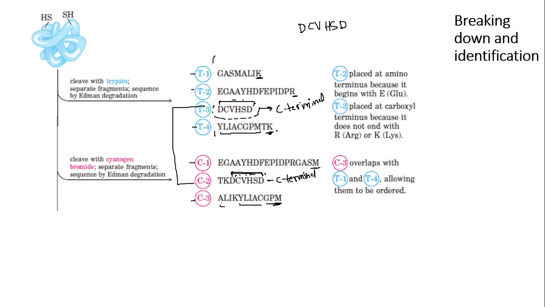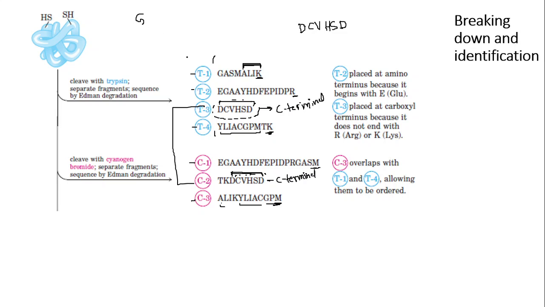YLIACGPM, and then followed by two more. This is also similar with here. You can see that this part of the sequence is right here, that is ALIK. So that is the ALIK part. So what we can do is arrange this in a continuous chain. We'll find out what the ultimate sequence is, but let's see.